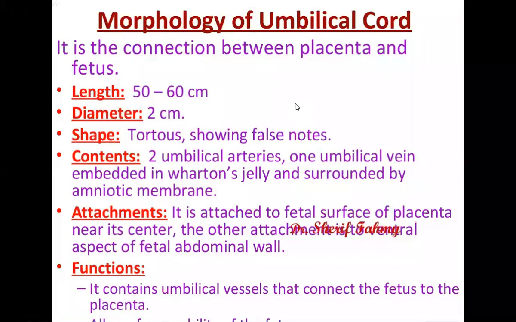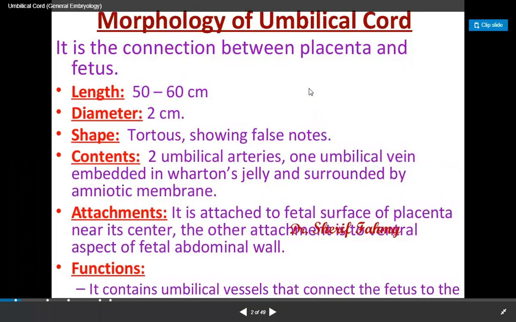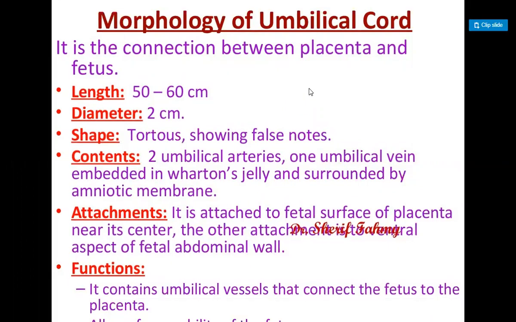So now we are going to continue with the basic morphology of the umbilical cord. It is the connection between the placenta and the fetus, and the next important things are what its length is, what its diameter is, what its shape is, what its contents are, where it is attached, and what its function is. That is what we are going to say.